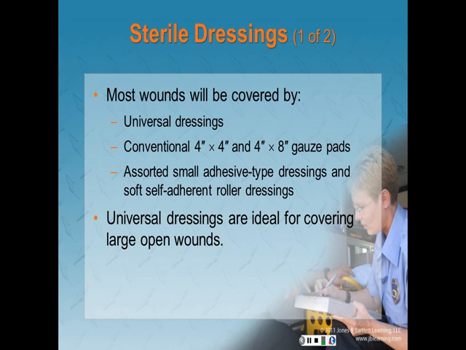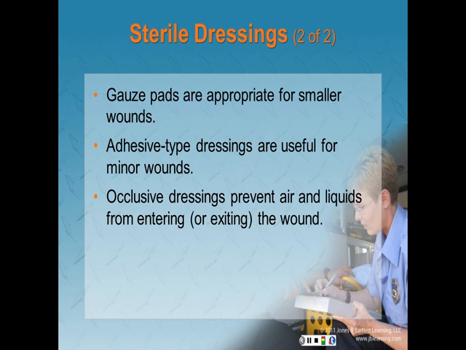and these are universal. Generally, conventional 4x4 and 4x8 gauze are used. Assorted small adhesive-type dressings and soft self-adherent roller dressings are also used. The universal dressing is ideal for covering large open wounds. Gauze pads are appropriate for smaller wounds. Adhesive-type dressings are useful for minor wounds.